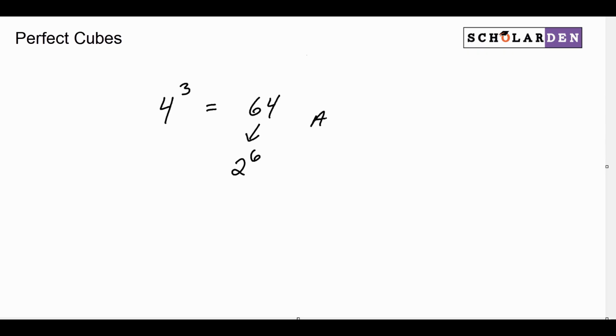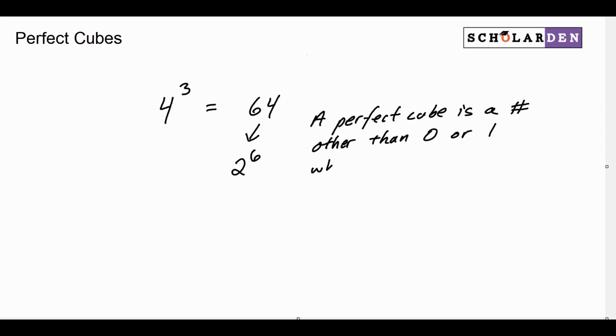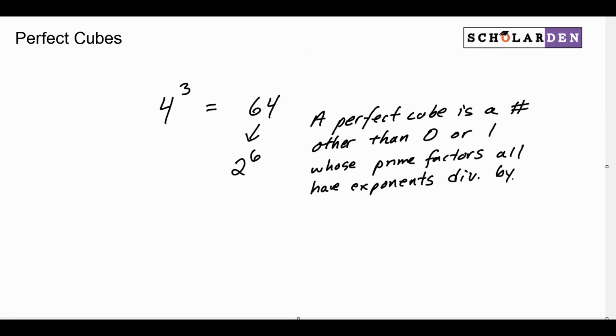So a perfect cube is a number other than 0 or 1 whose prime factors all have exponents divisible by 3.